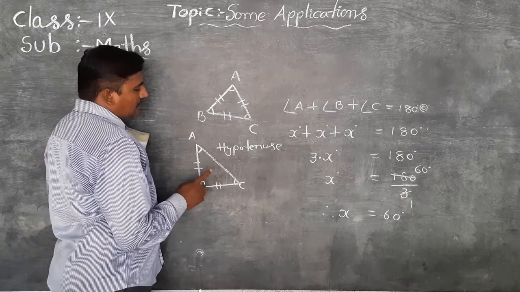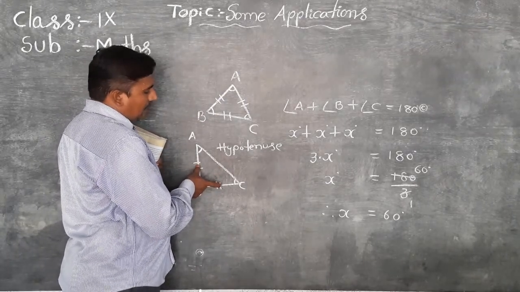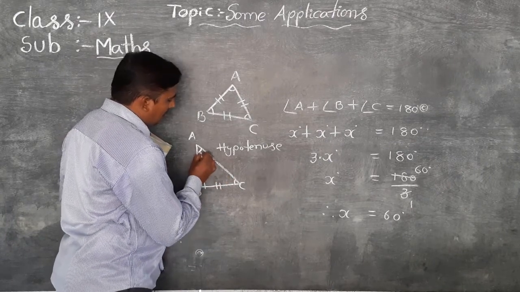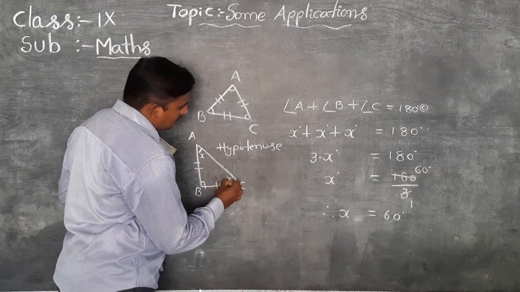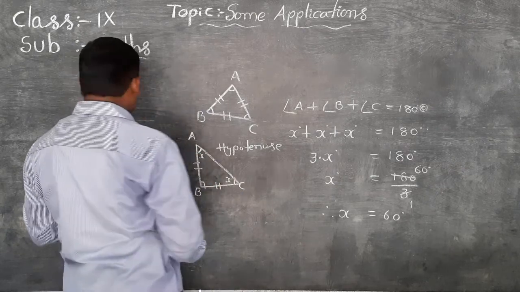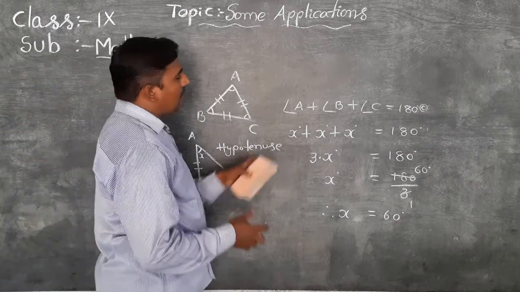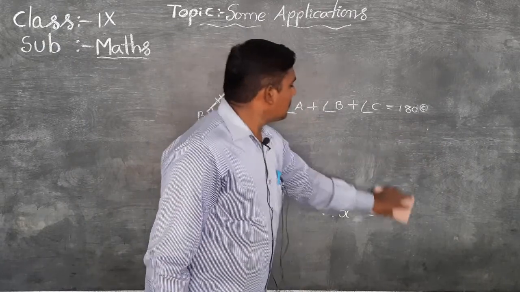In an isosceles triangle, we know one property: if two sides are equal, then the opposite angles are also equal. So we don't know this angle; here we take x, and here also x. Then what is the value of A? What is the value of C?